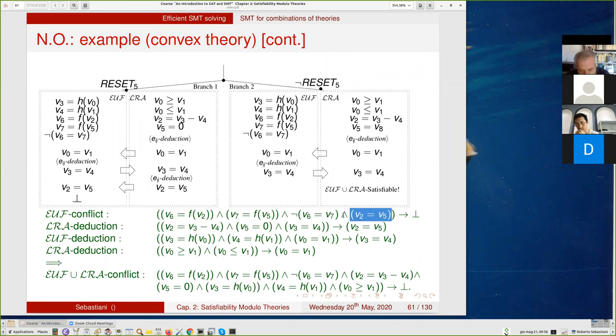So what you have to do is to combine this with the previous deduction performed by the arithmetical solver, which says, okay, look, since V2 equals V3 minus 4 and V5 equals 0, and you have told me that V5 equals V6, then V2 equals V5. You can combine these two. You can see this as a disjunction, okay? These are two disjunctions, you resolve them. And you have substantially the combination of all those atoms plus minus these two, right?